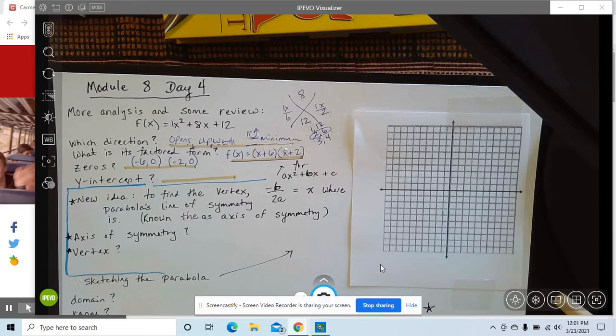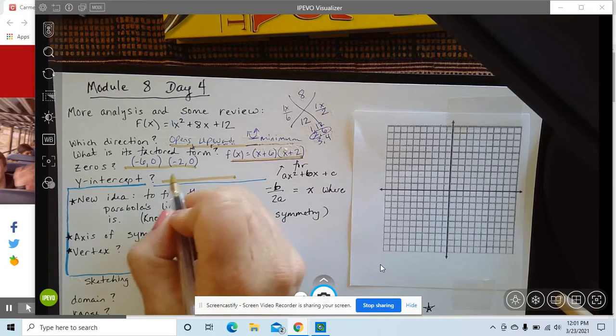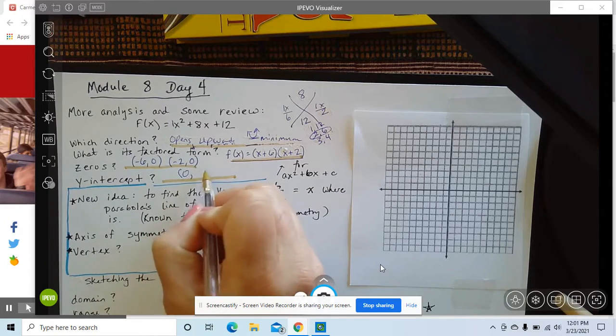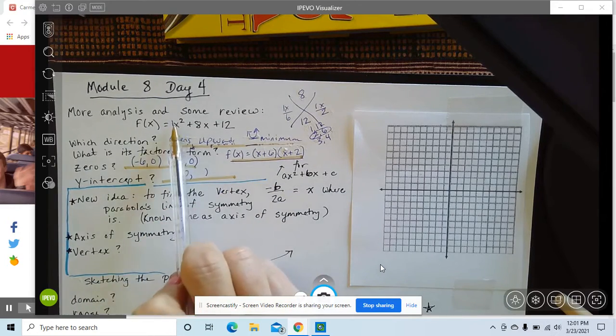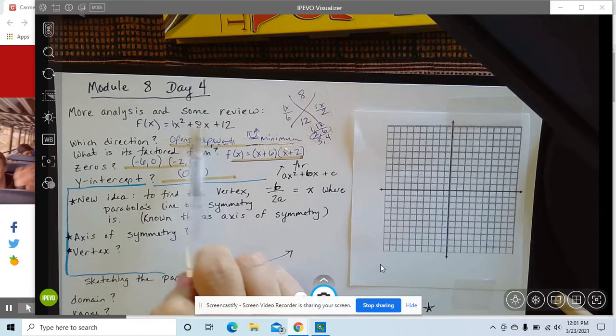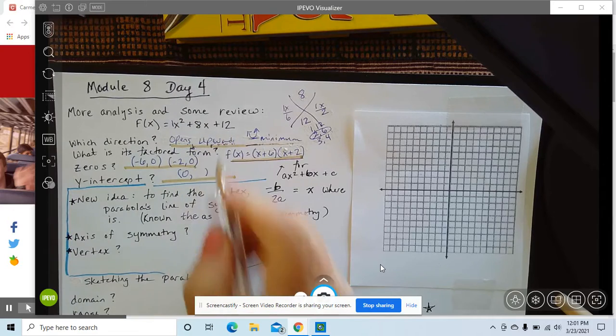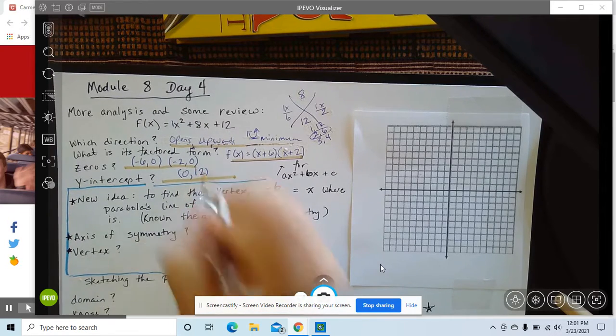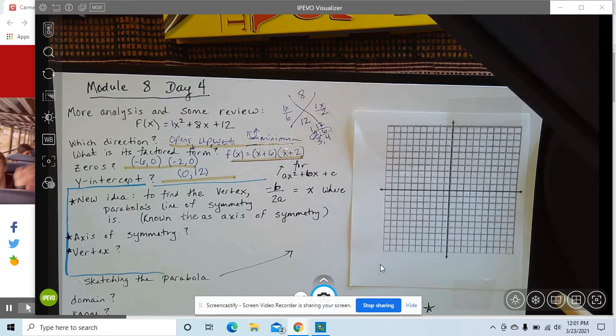What about the y-intercept? That could have been answered actually when it was in standard form. The y-intercept is the point where x is 0. And if you put zeros in for the x's, these become 0, which means the number on the end, in this case 12, is always the y-intercept. And we learned that with standard form.